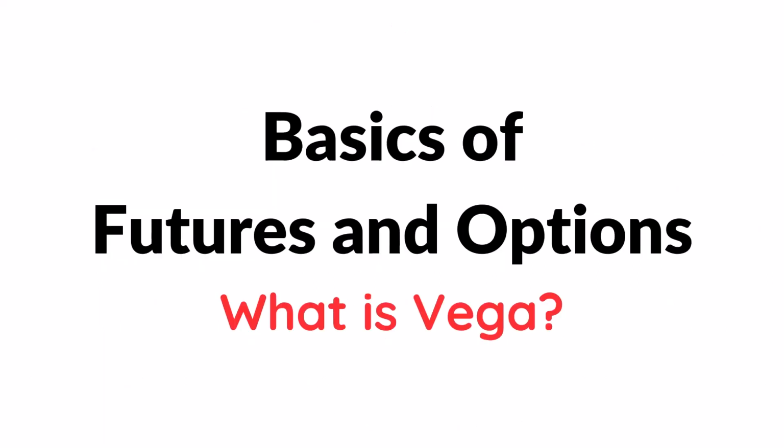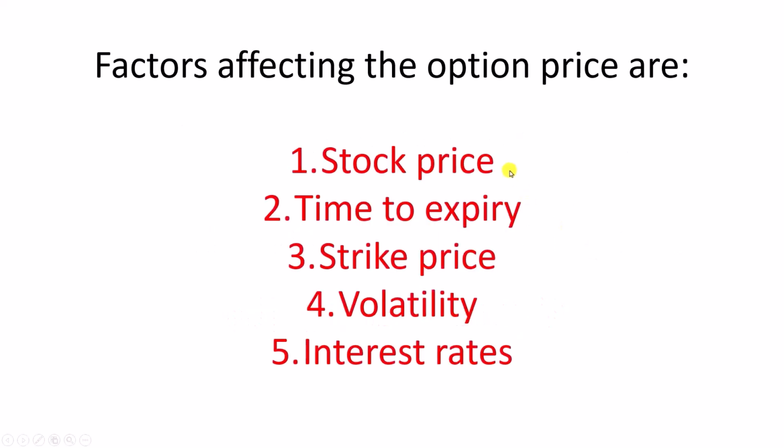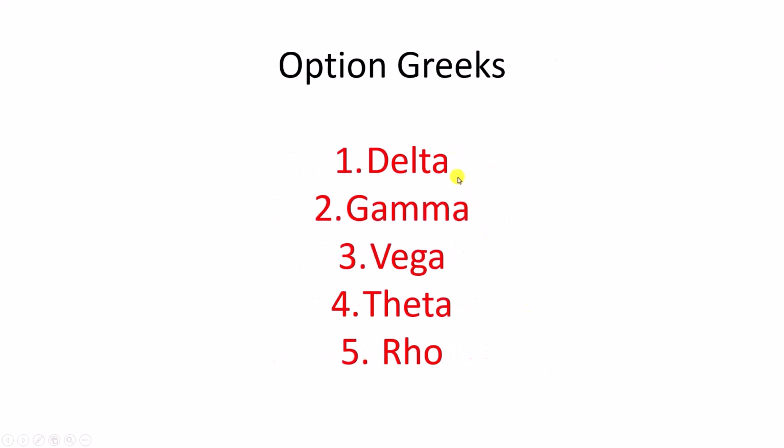Hello and welcome. In this video, we will learn what Vega is and also we will learn how it affects the price of an option. We have learnt about the factors affecting the option price and we are learning about the option Greeks. All these are covered in the previous video. Vega and rho are remaining. So we will cover both in this video.